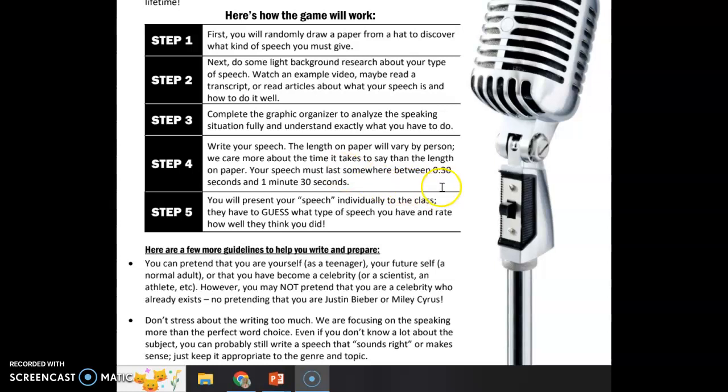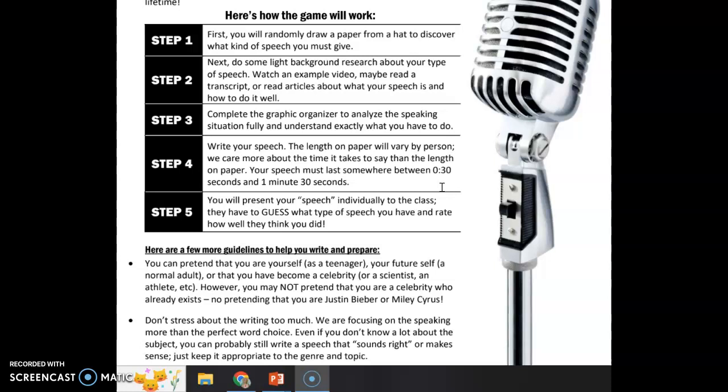Then you're actually going to write your speech, the one that you selected. So think about it as stepping into a character's shoes, and that way it's not necessarily you giving a speech, but you presenting yourself as a character, practicing that type of speech. The length on your paper is going to vary, but what matters more is your content and your delivery. So it just needs to be somewhere between 30 seconds and a minute, 30 seconds. So we can get more specific about that later.